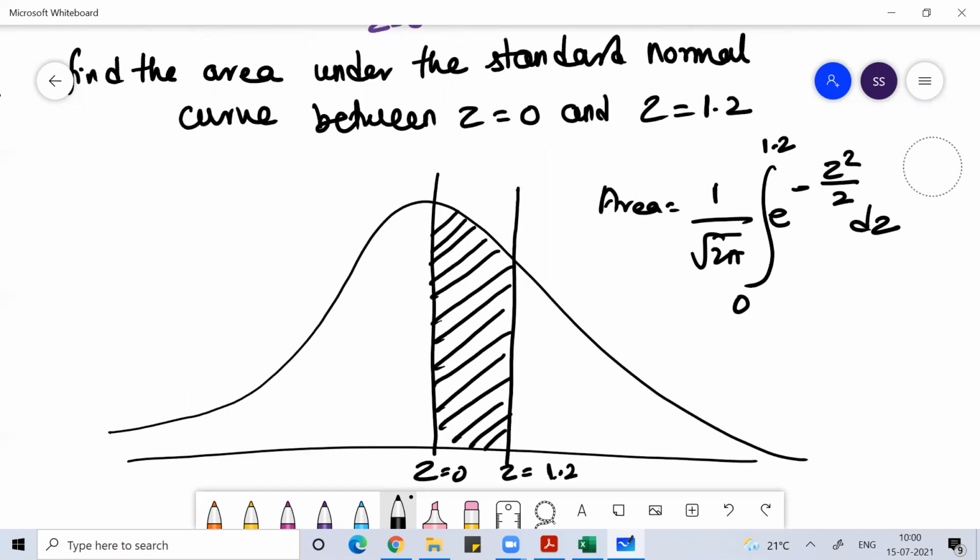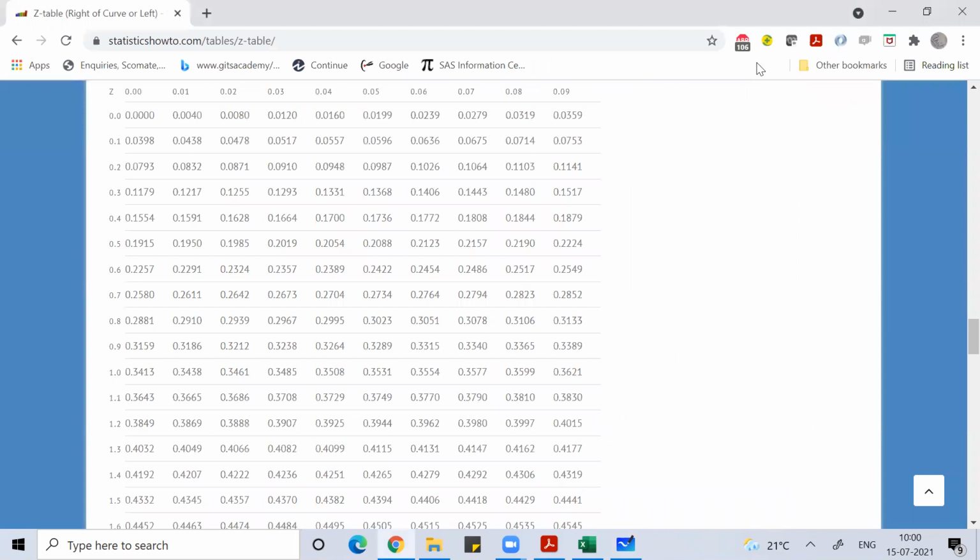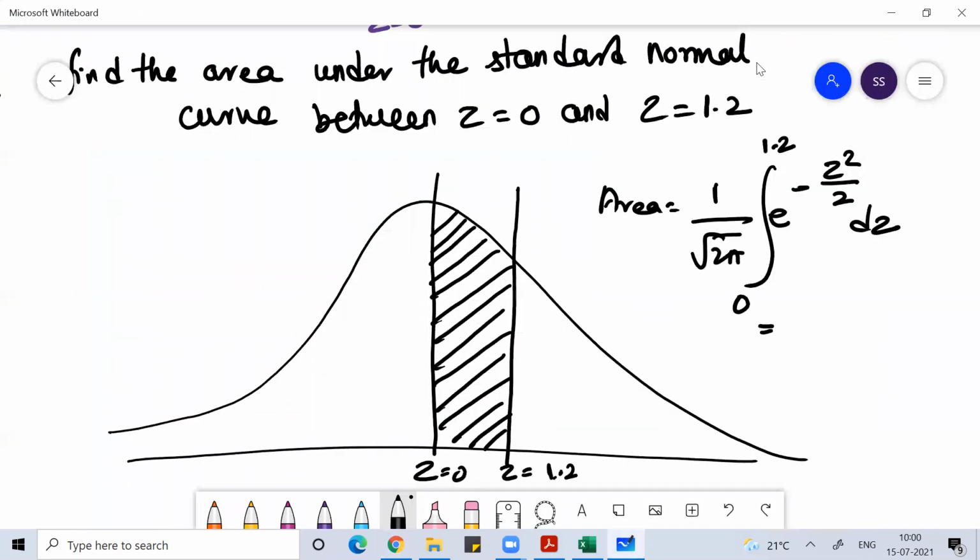For this value, you simply have to go to the normal distribution table. In that table, see 1.2. 1.2 corresponds to what value? 0.3849. That is your answer. The answer is 0.3849.